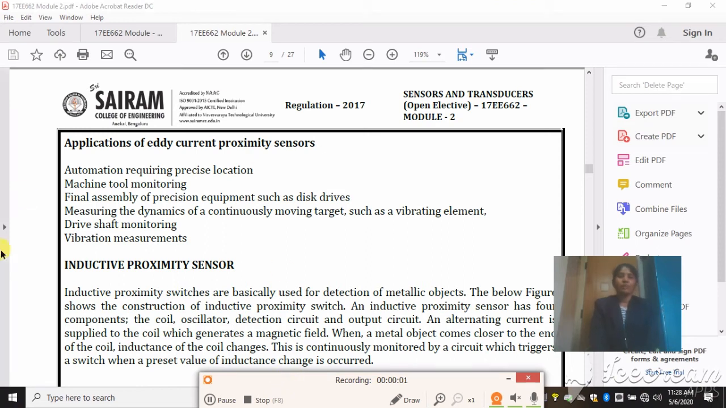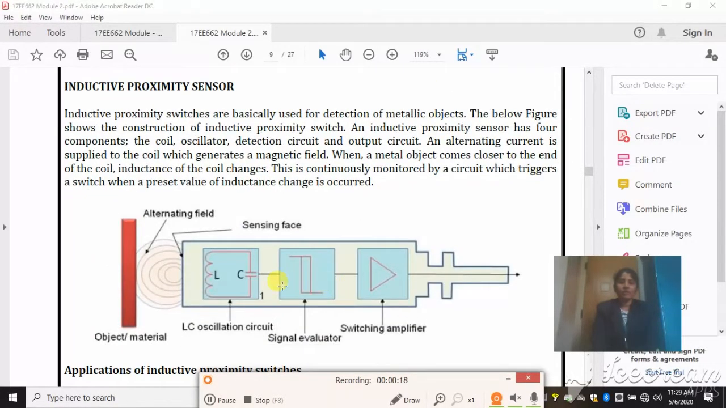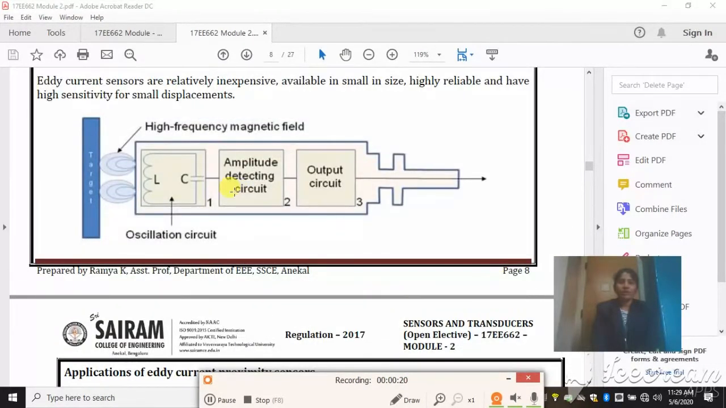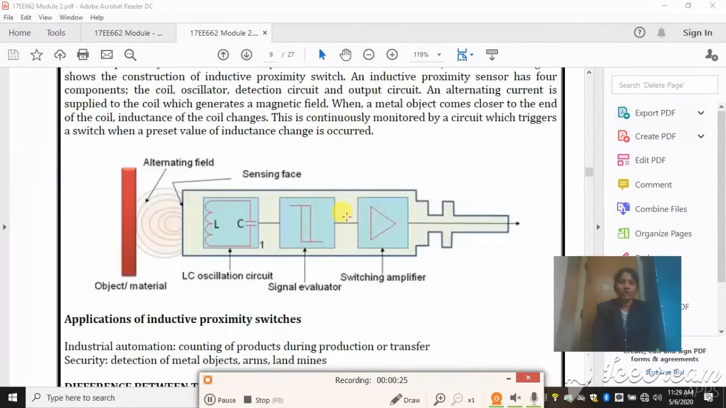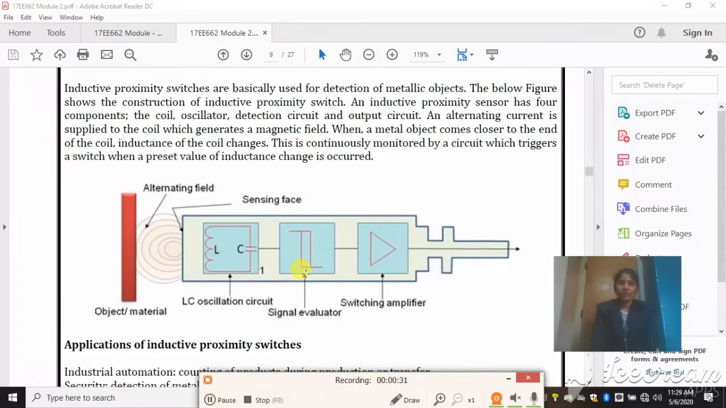The next part of our module is the inductive proximity sensor. In the previous class, we have seen the basic proximity sensor and the eddy current proximity sensor working principle. The difference between the eddy current proximity sensor and the inductive proximity sensor is small. Diagram wise it is going to be the same. Here we have an oscillating circuit, signal evaluating circuit and switching amplifier circuit.